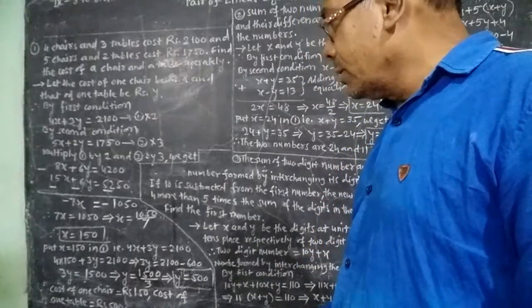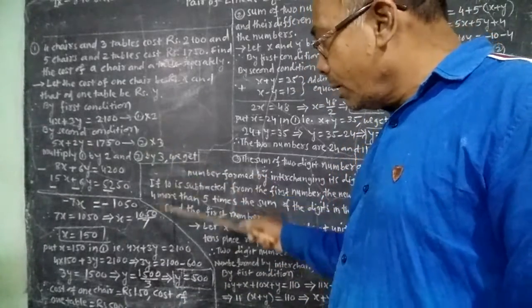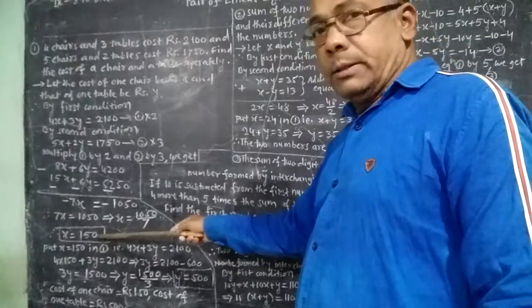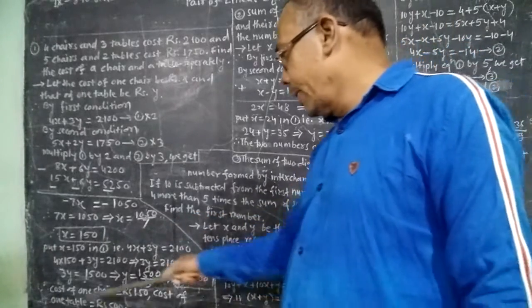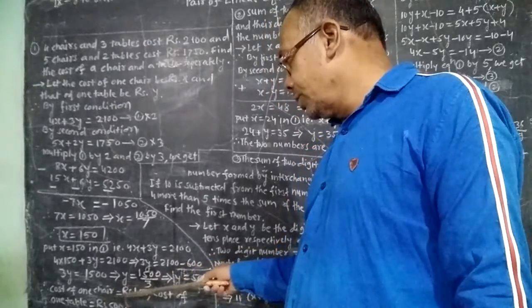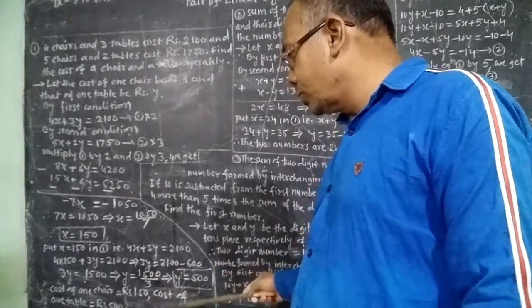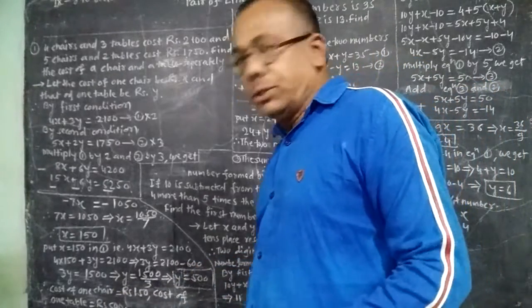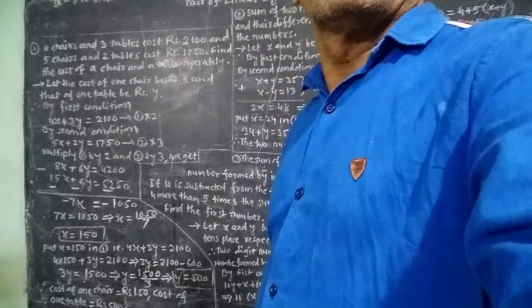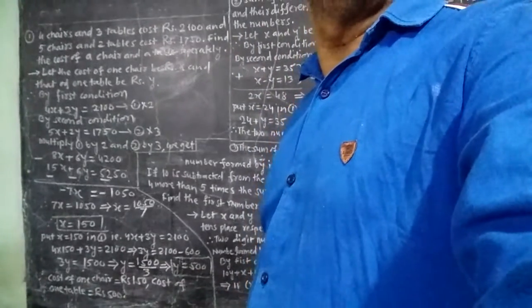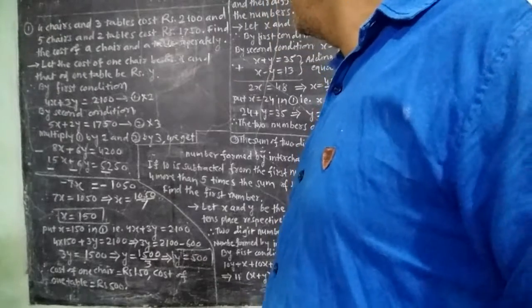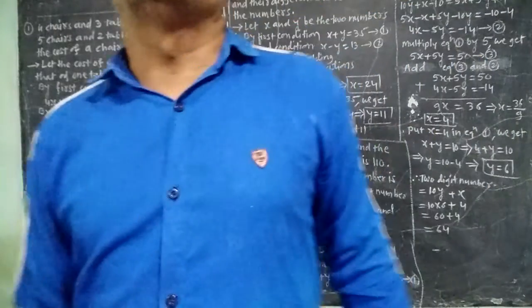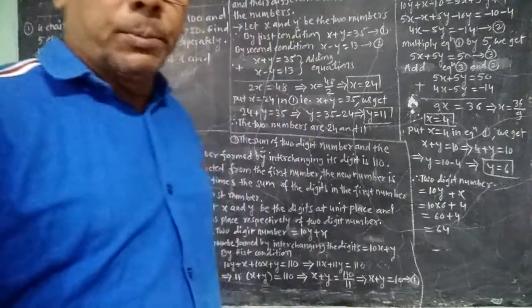Therefore x is the cost of chair and y is the cost of table, and therefore the cost of one chair is rupees 150 and the cost of one table is rupees 500. In this way we have solved this example, and now we will see the second word problem.